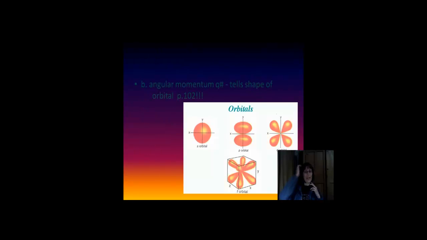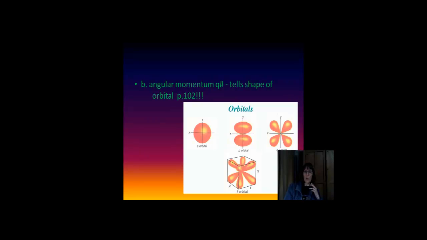Alright, the second of the quantum numbers, is called the angular momentum quantum number, and it's not even a number. It's S, P, D, or F, which, I don't know, they just do this to test me. Angular momentum, and it tells the shape of the orbital.